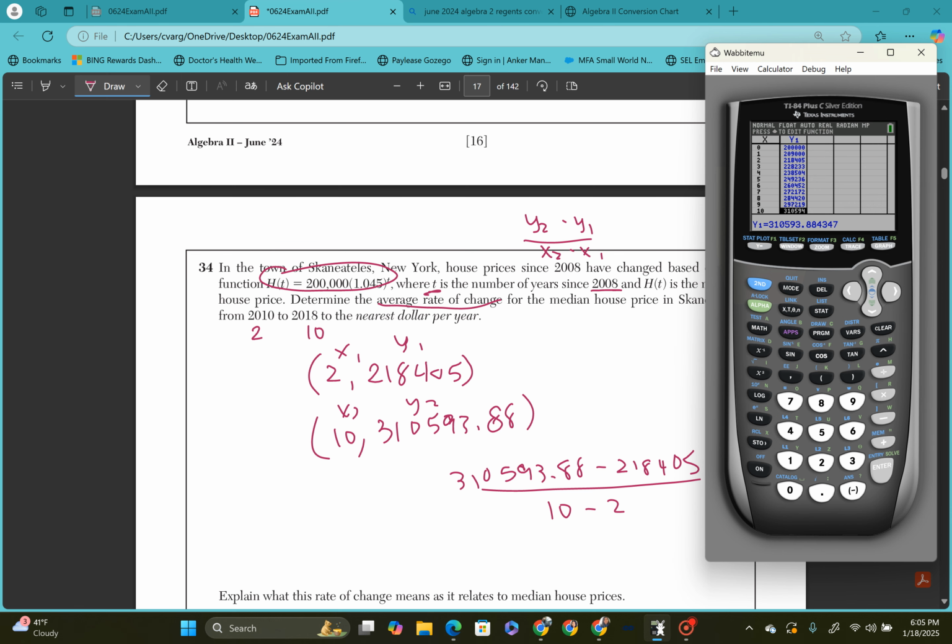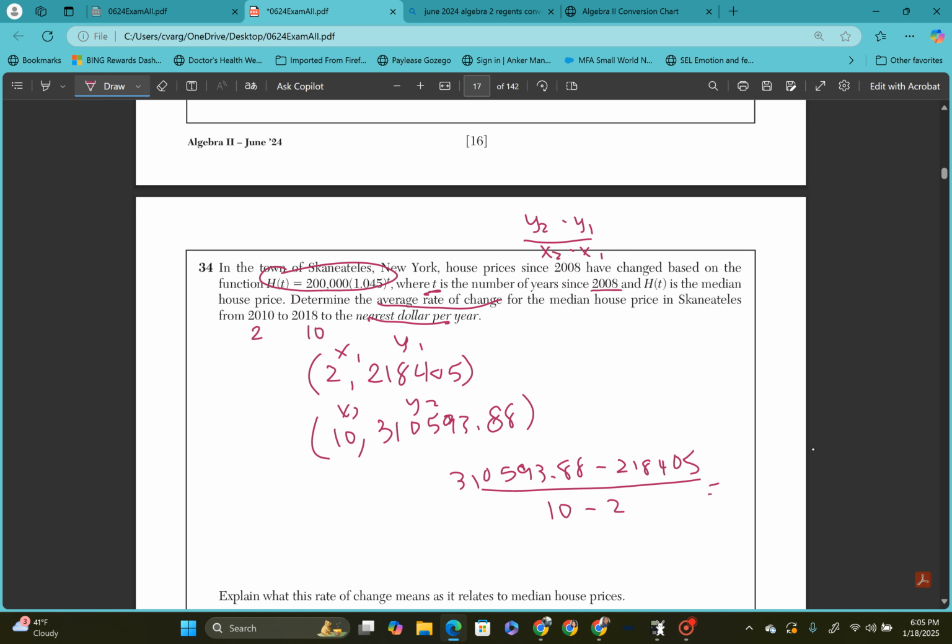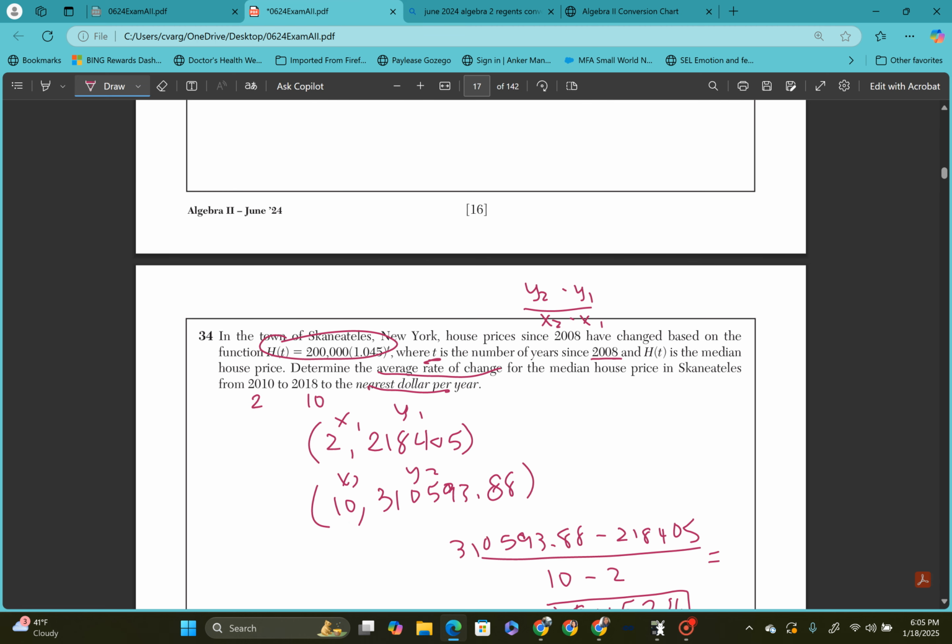And this is something that I can plug into my calculator. So let's clear that. Alpha y equals. You see what I'm doing? I'm just plugging in the whole thing. 310,593.88 minus 218,405. Then go to the bottom, 10 minus 2. I know that's 8. And then I hit enter and I get 11,524, and it says rounded to the nearest dollar. So this is 11,524 to the nearest dollar. That's our answer for the first part. Okay, that is 2 points.